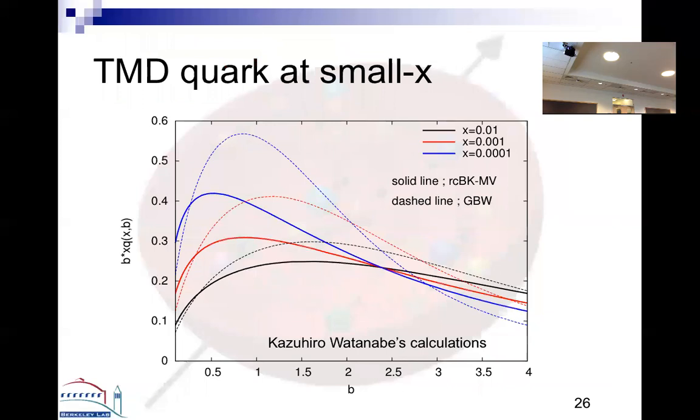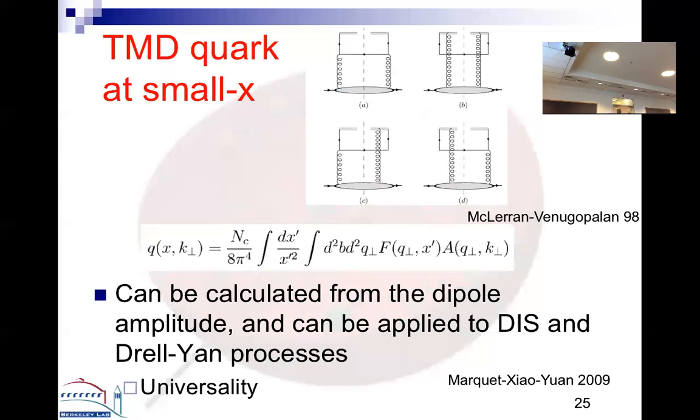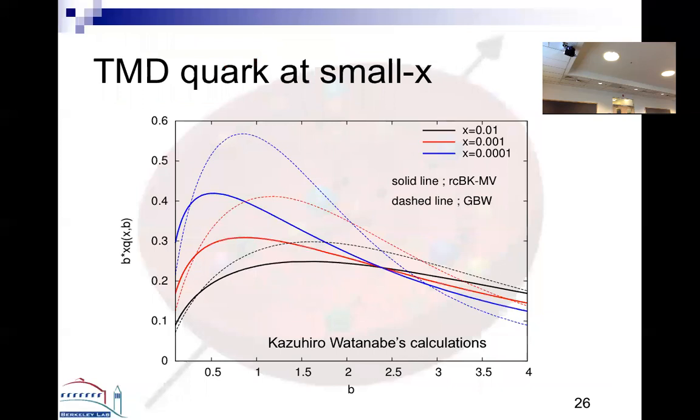So here is a Fourier transform into the B space. Basically, you get a TMD quark distribution here. It's very complicated, and then you have to rewrite the Fourier transform in the B space. And then you look at the different X, so you also have different curves. The solid line is the running coupling BK, and the dashed line is just the simple GBW model. So you see the difference, and also you see the X dependence and so on. So this is still a very crude understanding about how the TMD quark distribution is modified from this problem, you can see.